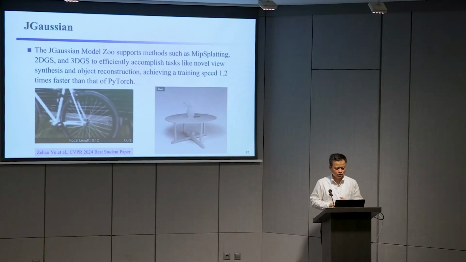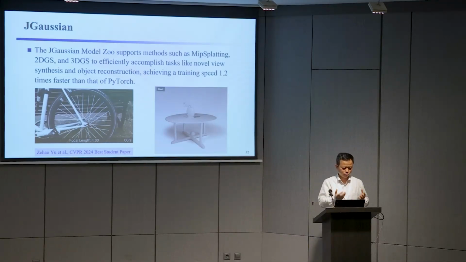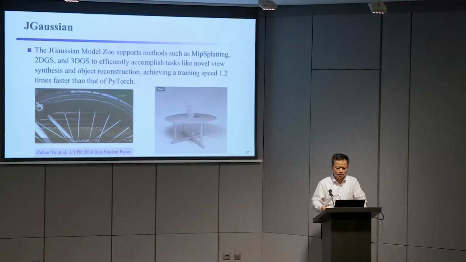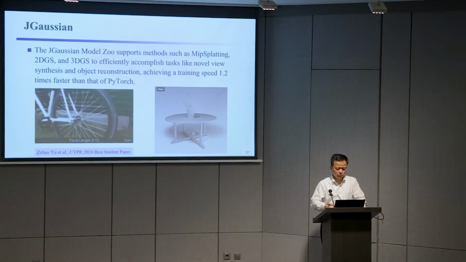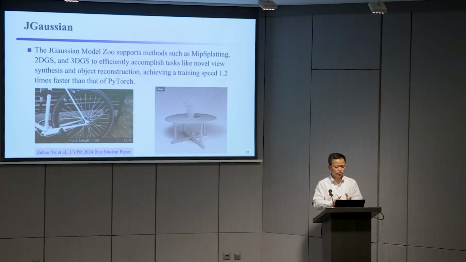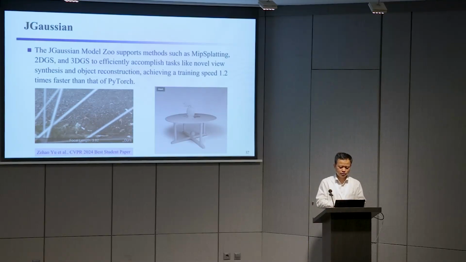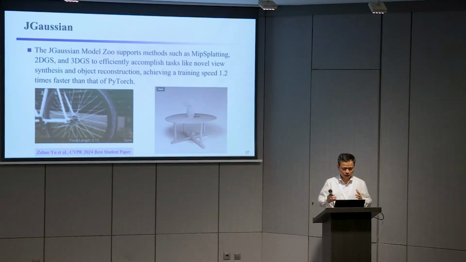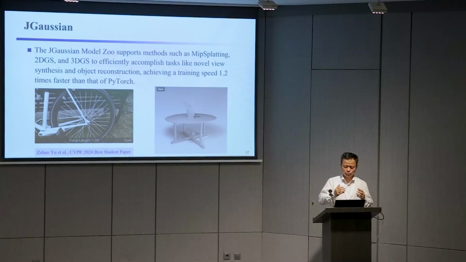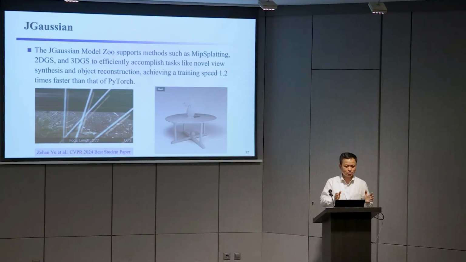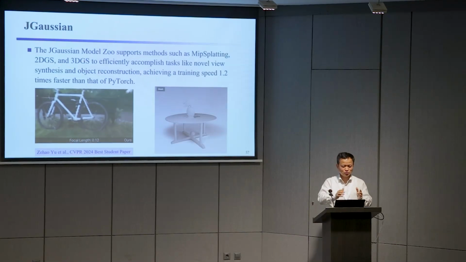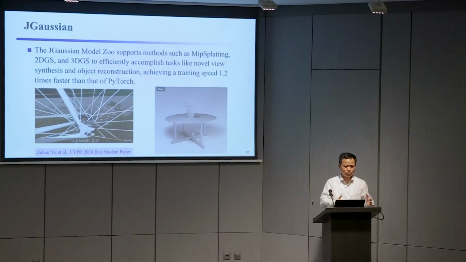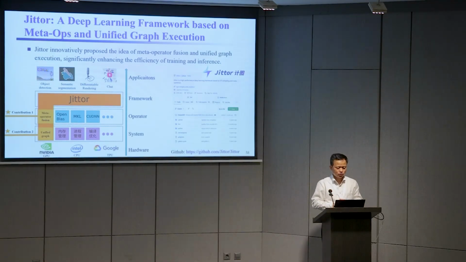And another model zoo is JGaussian. So Gaussian for Jittor. The JGaussian model zoo supports methods such as Mip-Splatting, 2D Gaussian, 3D Gaussian, to efficiently accomplish tasks like novel view synthesis and object reconstruction, achieving a training speed 1.2 times faster than PyTorch. So use Jittor, you can be much more efficient. And so if you like such an idea for your engineering application, you can remind your student to install Jittor, and then you can download those model zoos. Then you can immediately use those software for your research. Very easy.